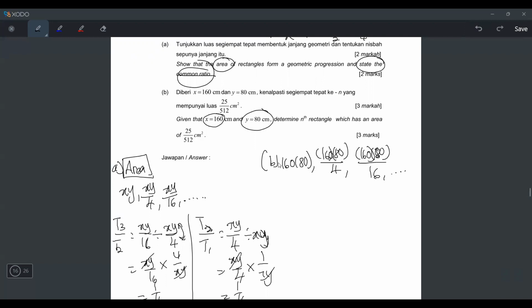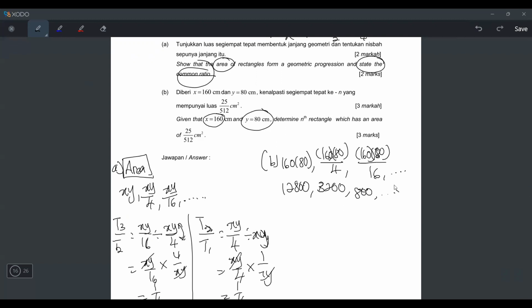160 times 80, 12800. And the unit will be cm square, right? Yeah, it will be cm square. And then this one will be divide 4, 3200. Okay. And then this will be 800. Okay. Wait, let me press 160.